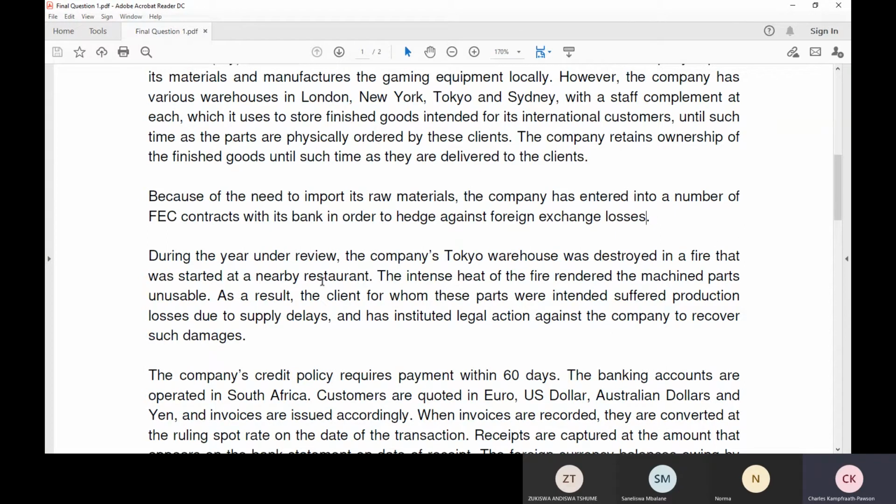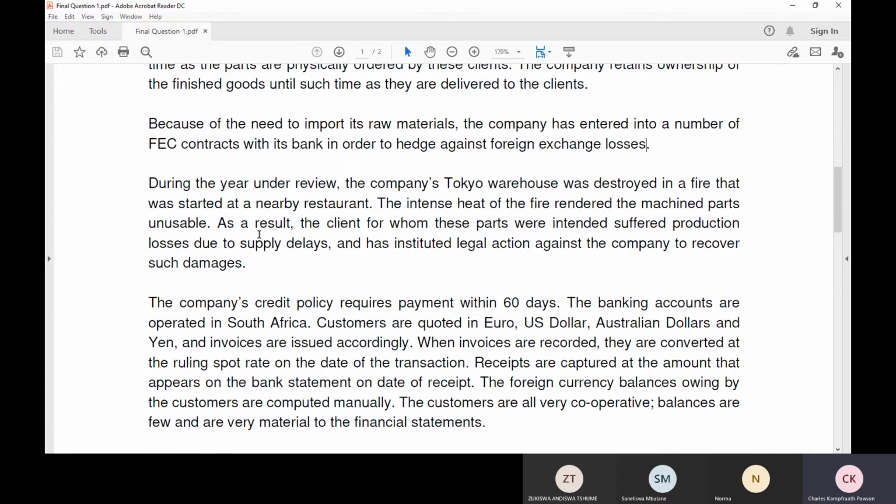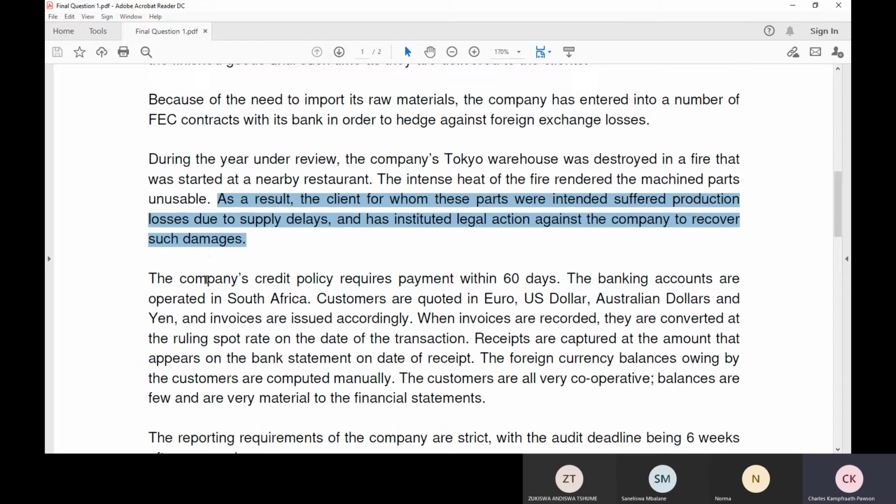Then during the year under review, the company's Tokyo warehouse was destroyed in a fire that was started at a nearby restaurant. The intense heat of the fire rendered the machine parts unusable. As a result, the client for whom these parts were intended suffered production losses due to the supply delays and has instituted legal action against the company to recover such damages. Again, we need to consider subsequent events and going concern considerations. If you quickly think about it, there's a reason why that information is given.